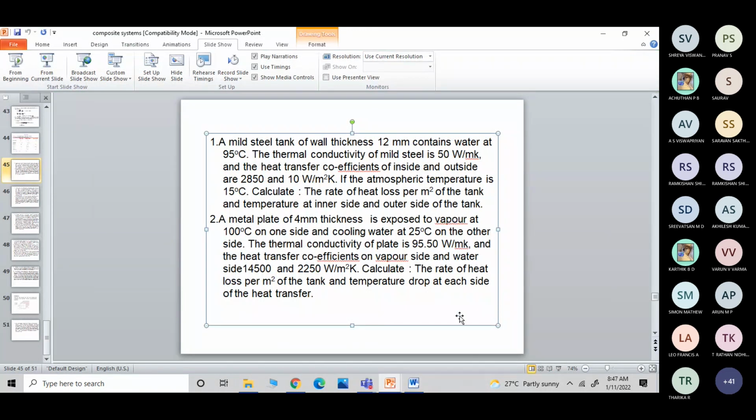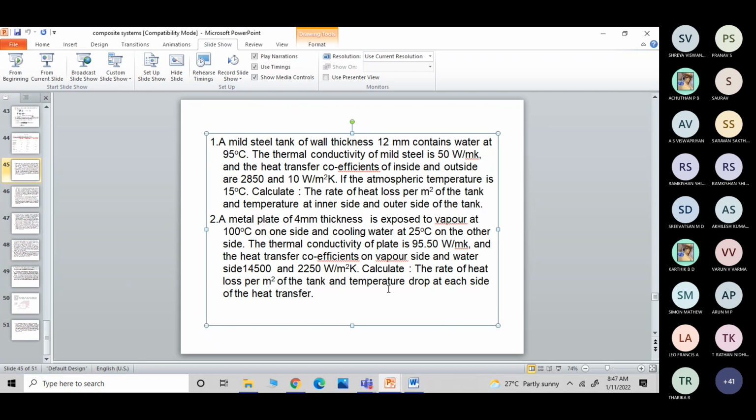Okay, so the second problem is also the same thing. Please do this problem. The second problem is very similar to the first one. 100 degrees vapor on one side and cooling water at 25 degrees on the other side. Only 4 mm thickness plate, and the thermal conductivity is 95.5. Heat transfer coefficient, vapor side is given, water side is given. Calculate. Just a similar problem.